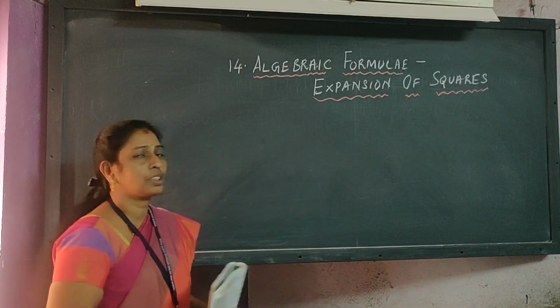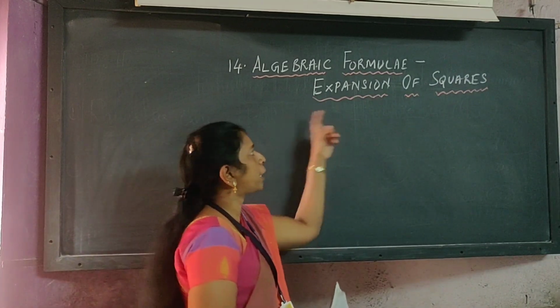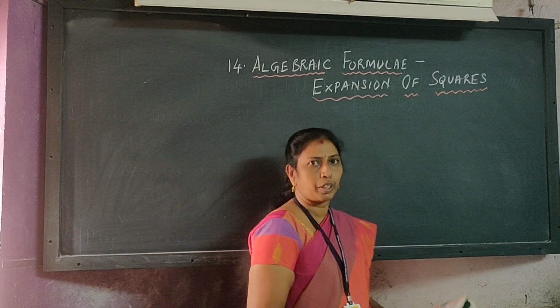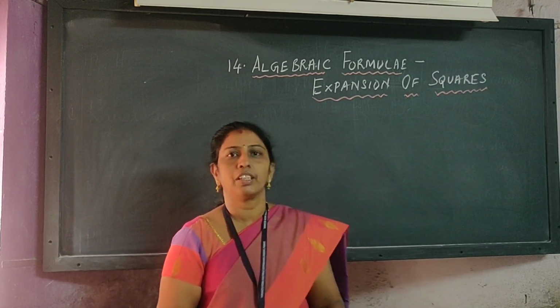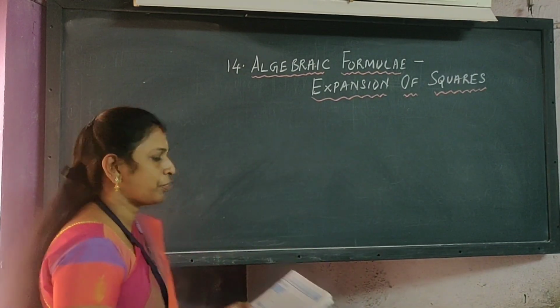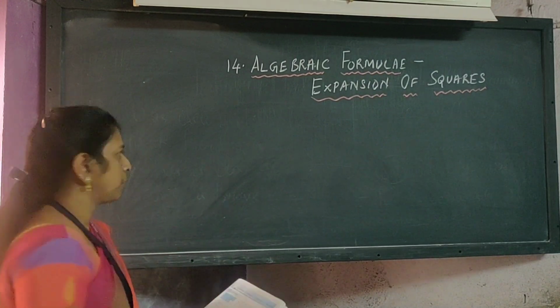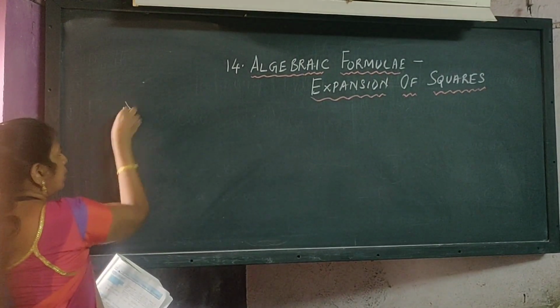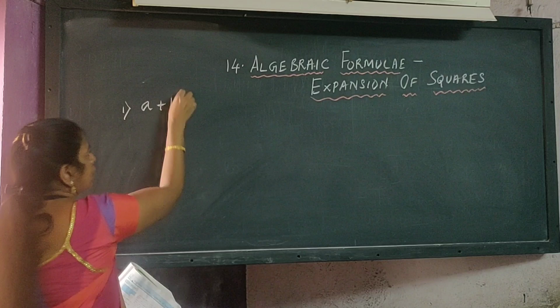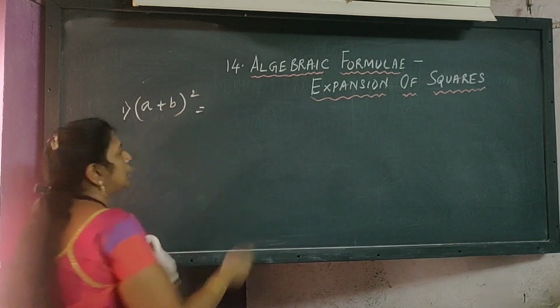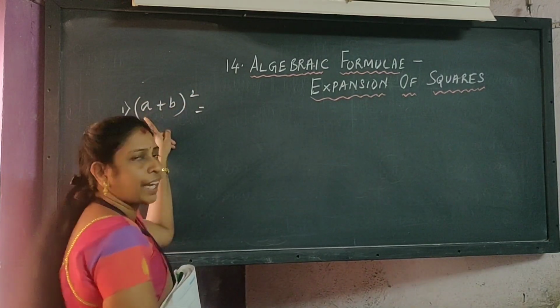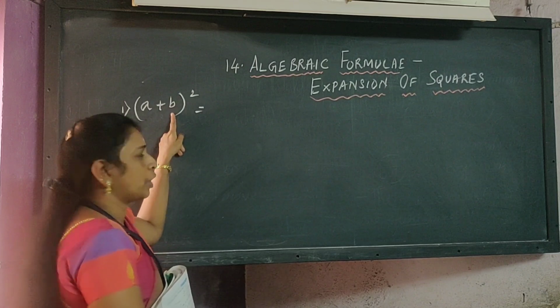Students, today we are going to start our new chapter, Algebraic Formula, Expansion of Squares. In this chapter, we will learn two formulas for doing the first exercise. So, the first formula is (a plus b) the whole square. Now, here we will consider a as your first term and b as your last term.